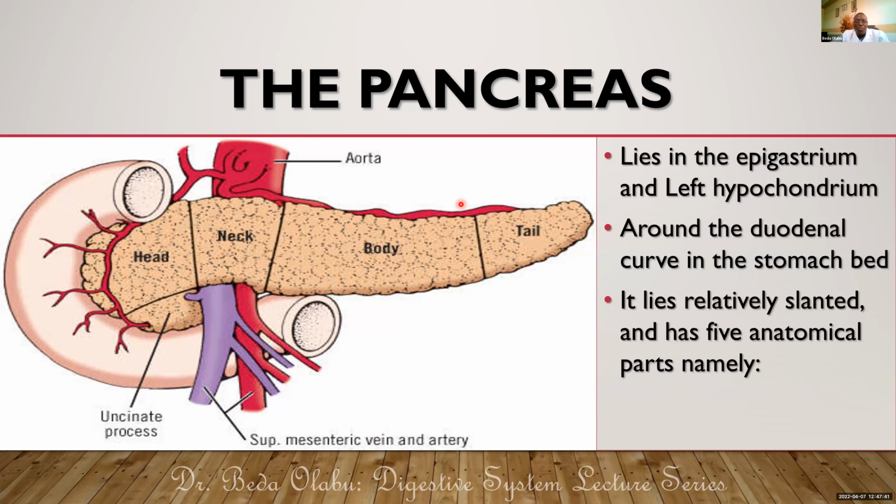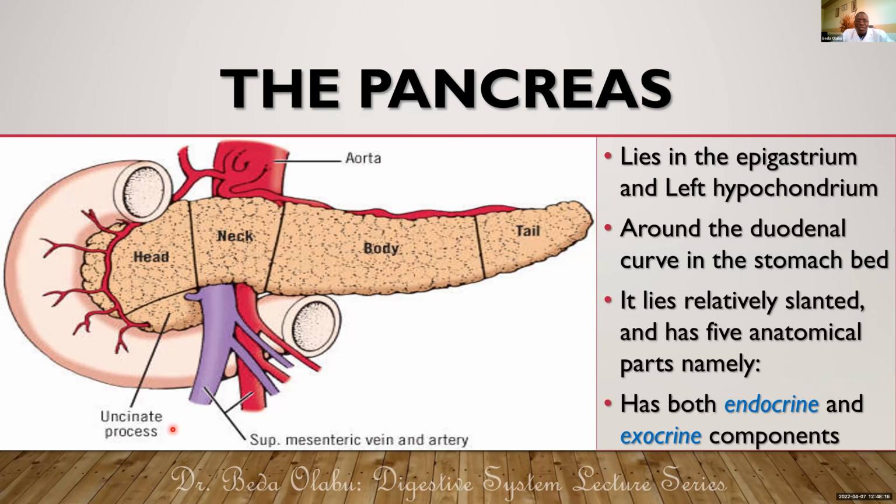There are 5 anatomical parts. This is the tail, which is usually in the left hypochondrium. This is the body, which is the largest part. The neck is this region sandwiched between the superior mesenteric vessels and the celiac trunk. So that is the neck of the pancreas. The head of the pancreas is that region medial to the neck, largely around the curvature of the duodenum. The lower part of the head of the pancreas is what we call the uncinate process. And we'll look at how it comes about embryologically.